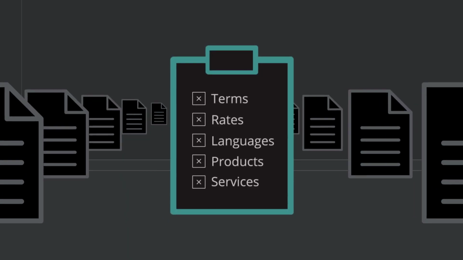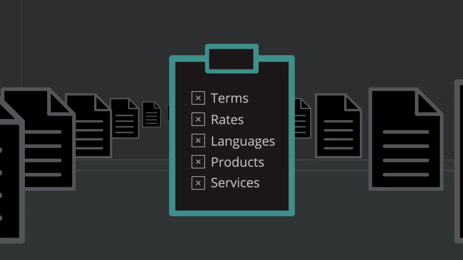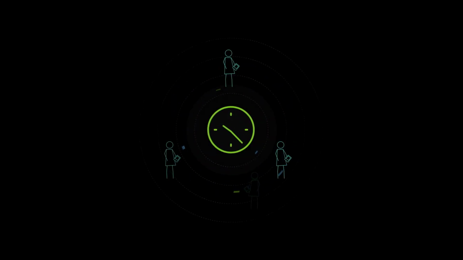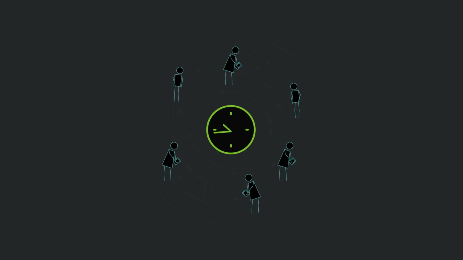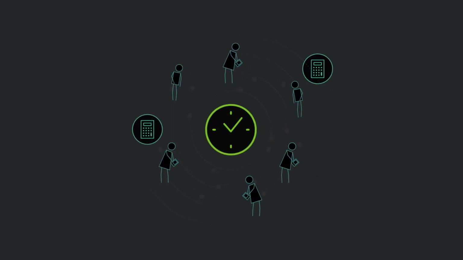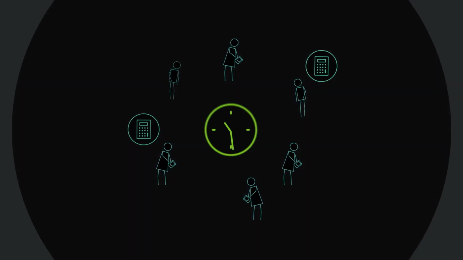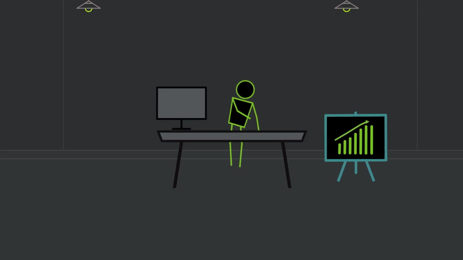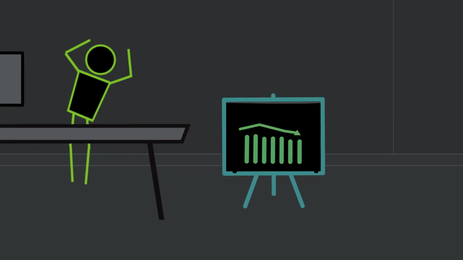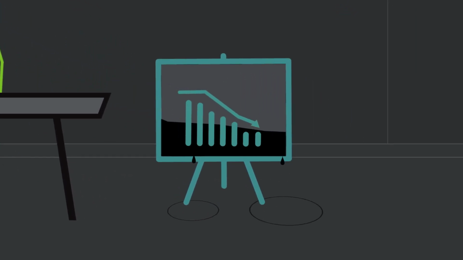Inconsistent terms, rates, and other factors complicate things even further. It can take a whole lot of time and a lot of resources to get the job done. Last-minute updates and price changes only add to the frustration. But even little mistakes can turn into really big losses. And that's money down the drain.